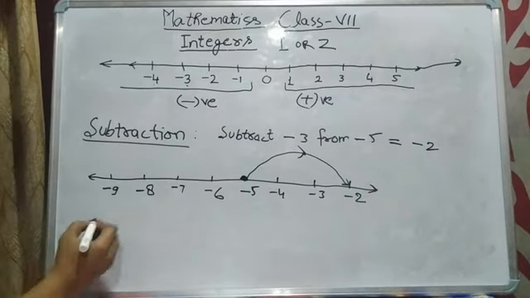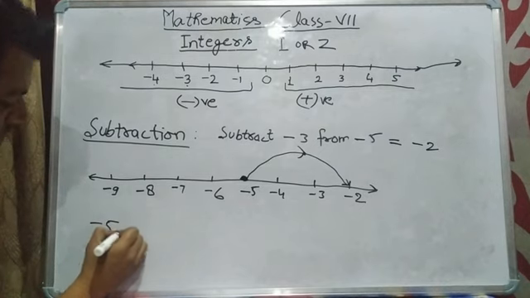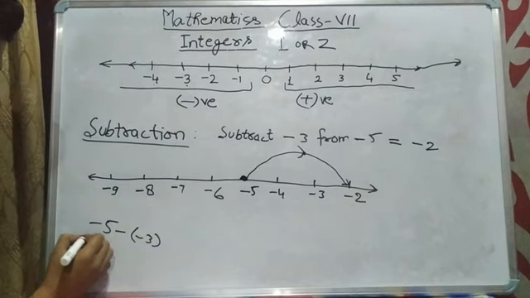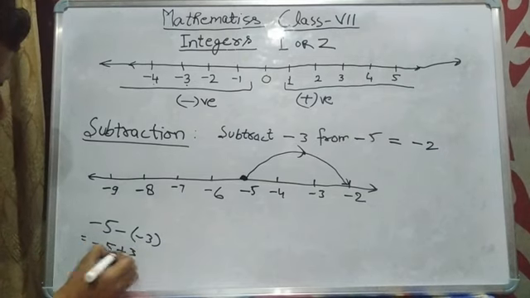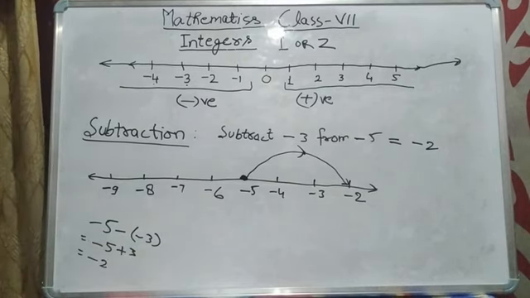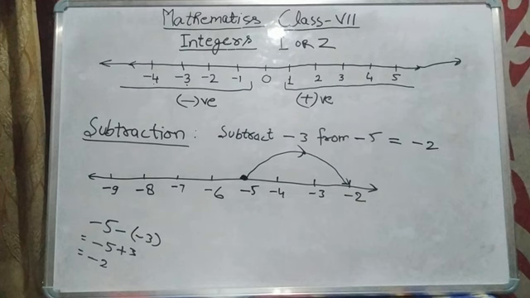Dear students, roughly you can check -5 plus 3 is -2. In this way, roughly we can check our answer whether we did correct or not. So our first A exercise we have done. The first B exercise we will proceed further.